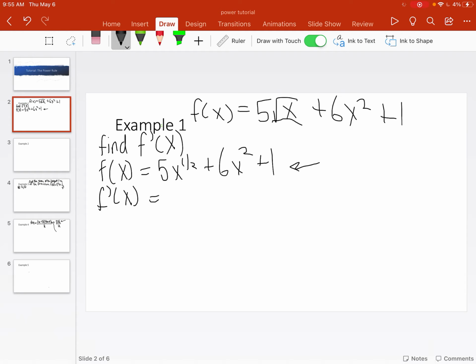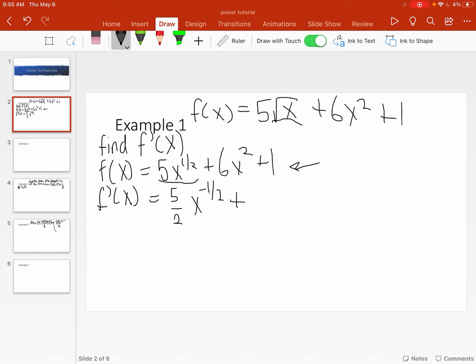So f prime of x is just, take the derivative of each component or each term. And so our first term, we bring down the half. So we got 5 over 2 x, and then half minus 1, which is negative half. Okay, that's our first term.